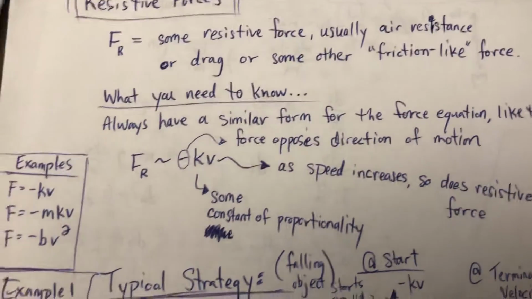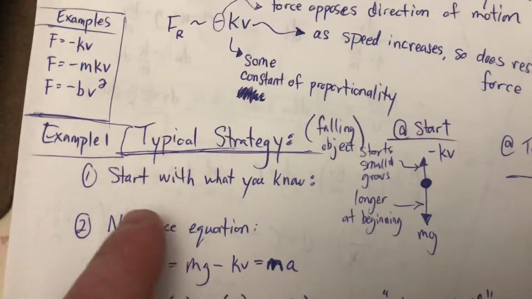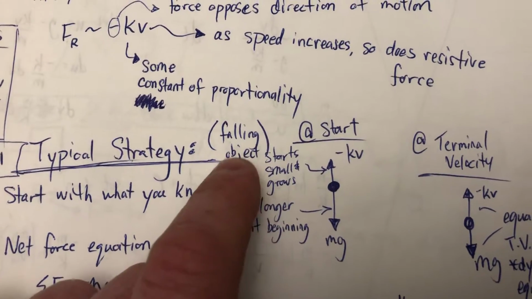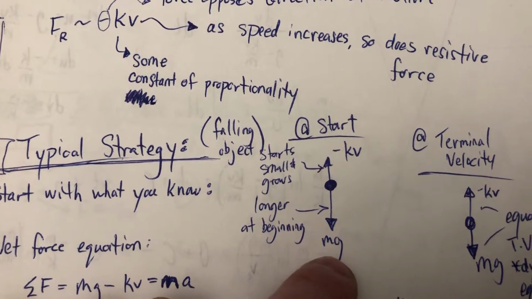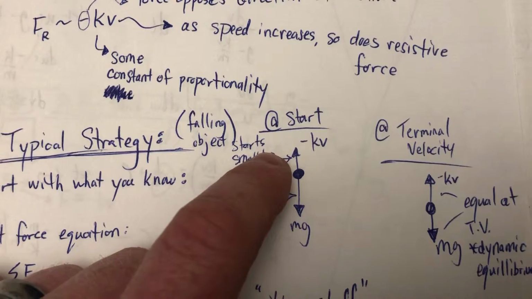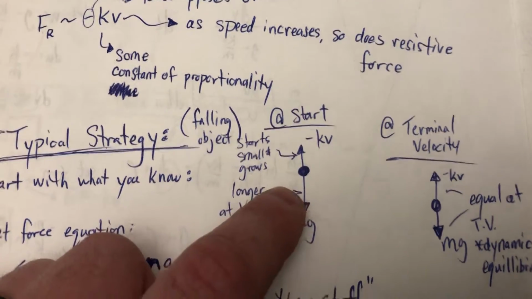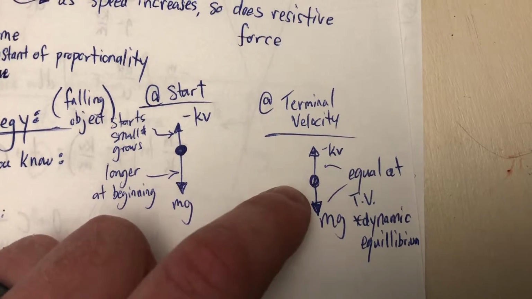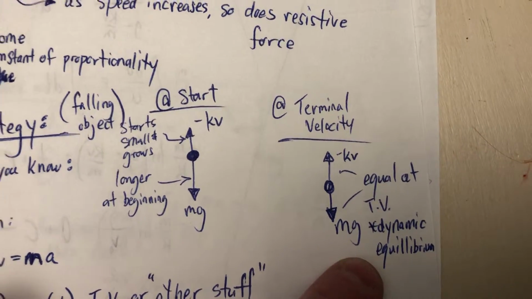Okay, so the typical strategy for problems like this goes like so. You're going to start with what you know, which is almost always a force diagram. So we'll start with a very simple example of a falling object. At the beginning, when an object first starts to fall, you've got gravity and you've got some resistive force. Let's do the minus kV, and notice it's smaller than gravity. Eventually those two are going to be the same size, and that's where you have reached terminal velocity. We call that dynamic equilibrium. So this part is basically a review.